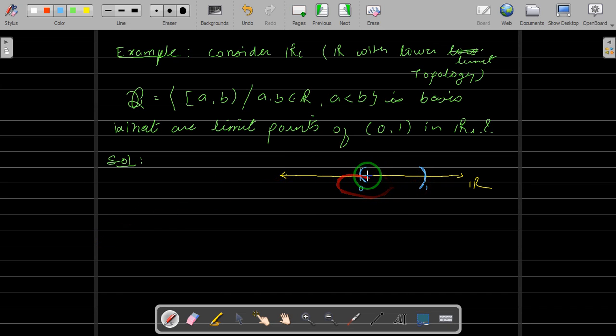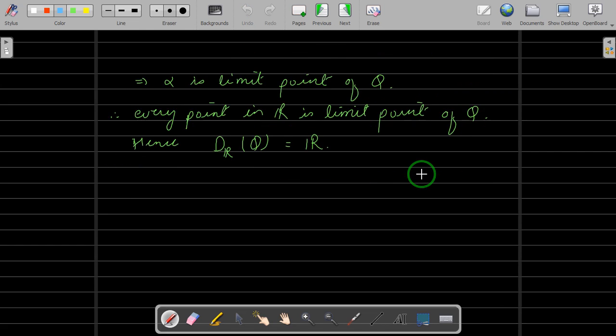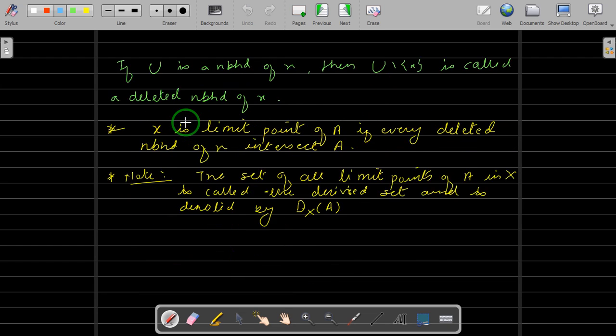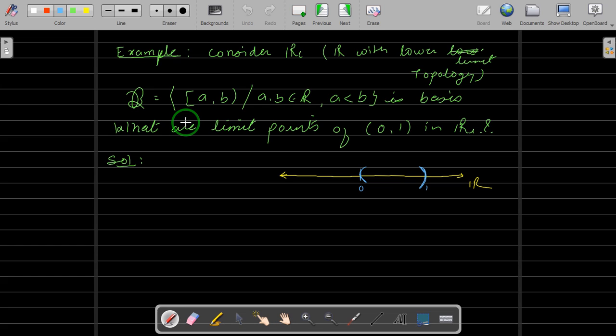Okay, now we have to find what are the limit points of this set (0, 1). But again, remember that when we define our limit point, we take a point x from the whole set, so we have to take the points from whole of R. For example, take some point here. The definition says if you take any neighborhood of that point and intersect it with the given set, it has to be non-empty, even if you remove that point.